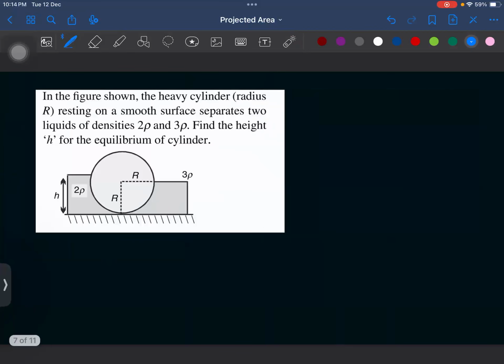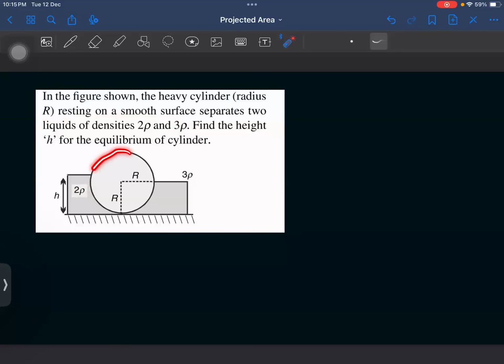Let this be one of the examples. I have also given this example in this sheet that I've shared with the batches. Now let us read the question, dear students. You can read the question, pause the video and try to solve this. The question says, in the figure shown, the heavy cylinder is resting on a smooth surface which separates two liquids of densities 2 rho and 3 rho. We have to find out this height.